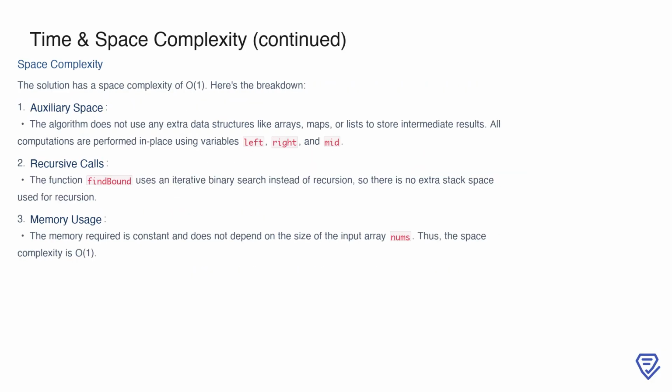Now, let's examine the space complexity of the solution. The overall space complexity is O(1), meaning it requires constant space regardless of the input size. This is because the algorithm does not rely on any additional data structures like arrays, maps, or lists to store intermediate results. Instead, it uses in-place computations with a few variables, such as left, right, and mid. Additionally, the findBound function is implemented iteratively, avoiding the need for recursive calls, which would have required extra stack space. Consequently, the memory usage remains constant, and the space complexity is O(1).